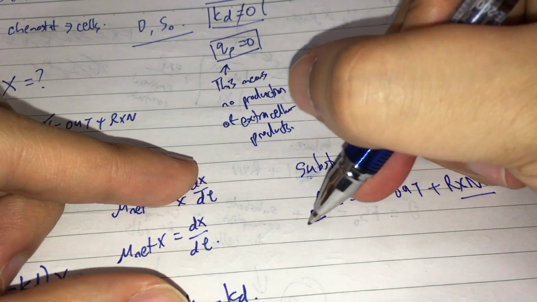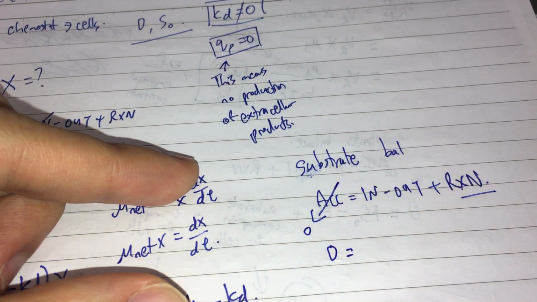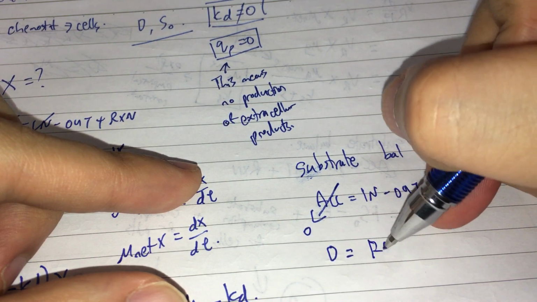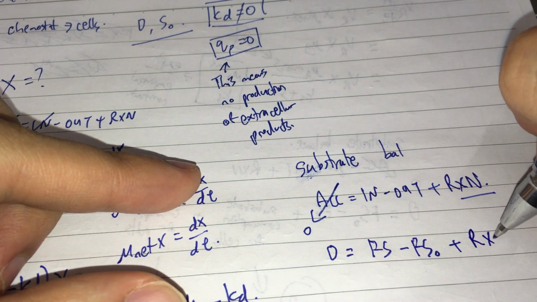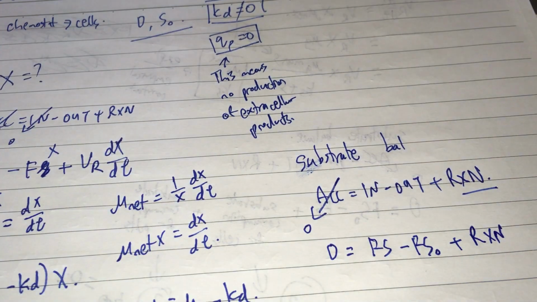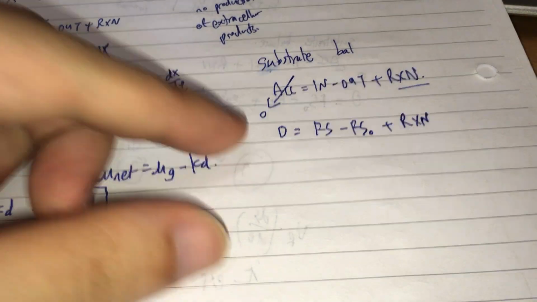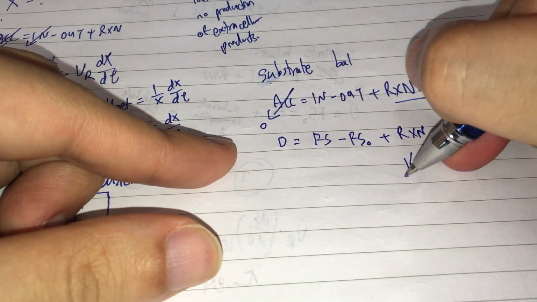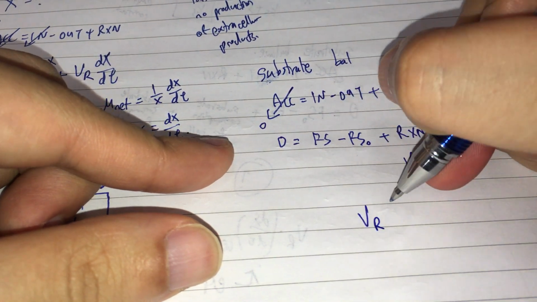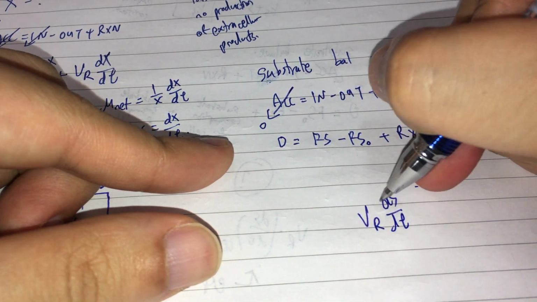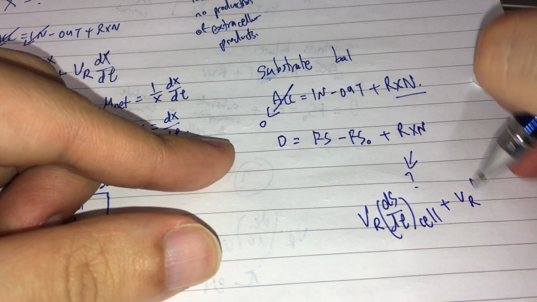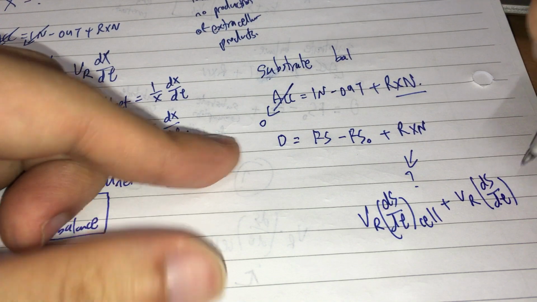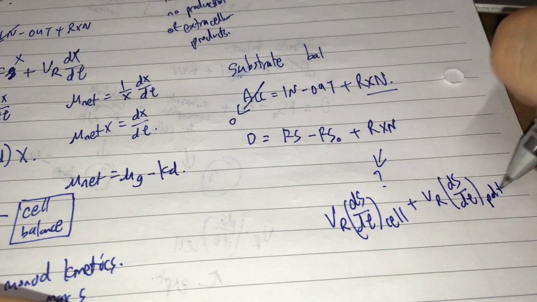No accumulation is a steady state, just Fs minus Fs naught plus some reaction term. And then what might you ask is this reaction term? So that's Vr into ds over dt of the cell plus Vr ds over dt of the product.